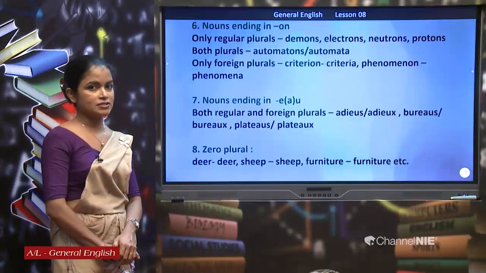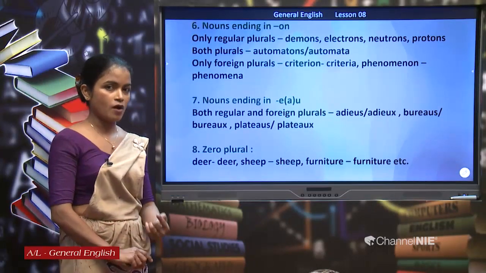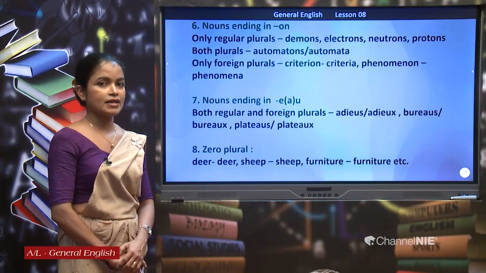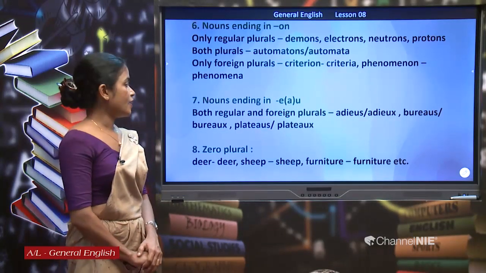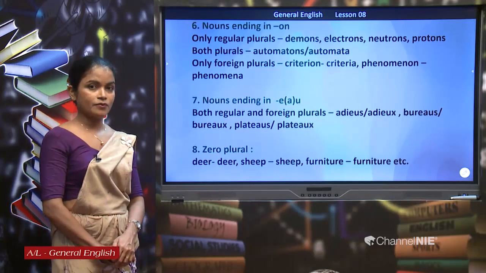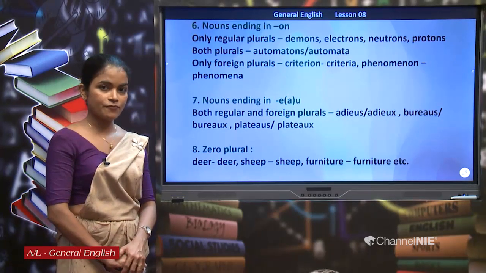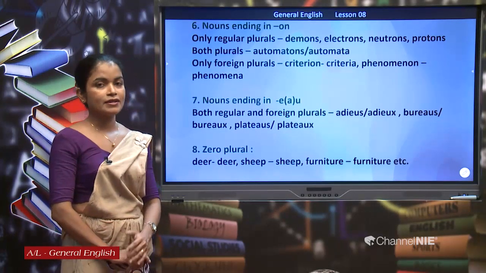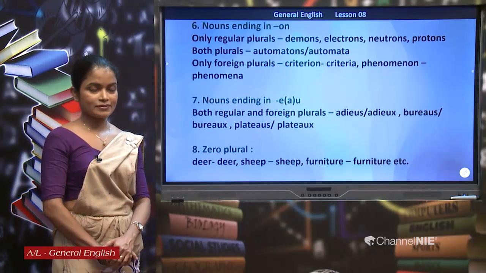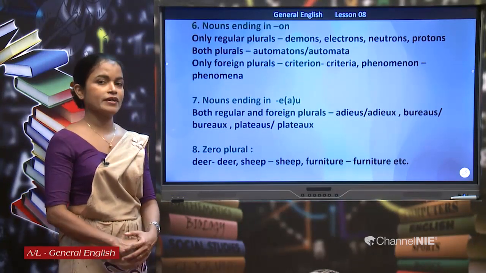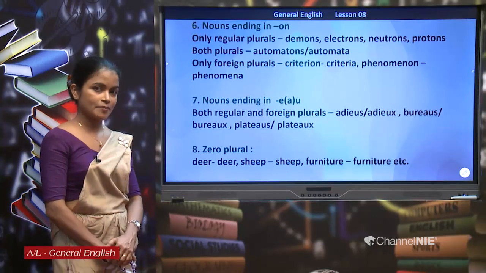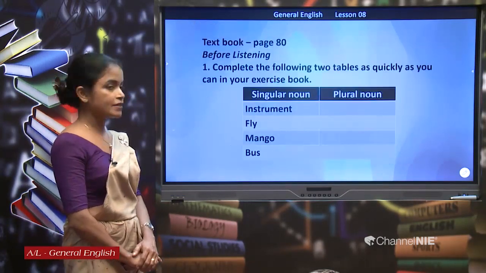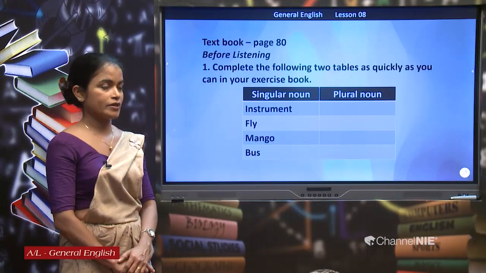Furniture. Although we refer to one item, we can say, I want to buy a furniture. If you want to buy many, you can say, I saw some furniture at the store, like that, right. So, although you are referring to plural form, you have to use the same word. They are called zero plurals.